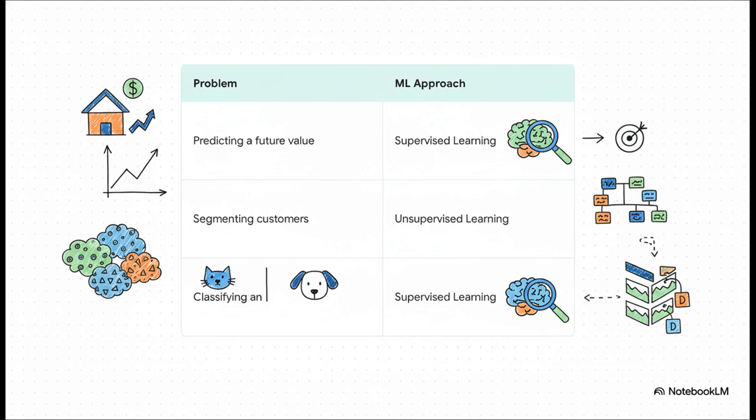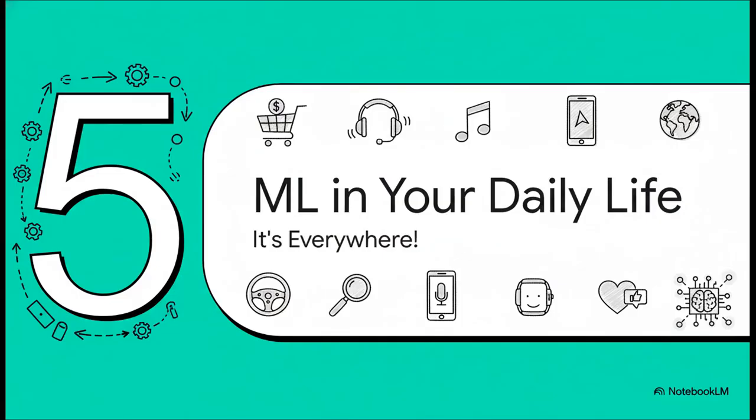That's unsupervised learning. And for a classic job, like telling the difference between a cat and a dog in a photo, it's back to the student, who needs to be trained on thousands of labeled pictures first. All right, enough theory. Let's get to the fun part. You've met the student and the detective. Now let's go on a little tour and see if you can spot them out in the wild, because trust me, they're everywhere.